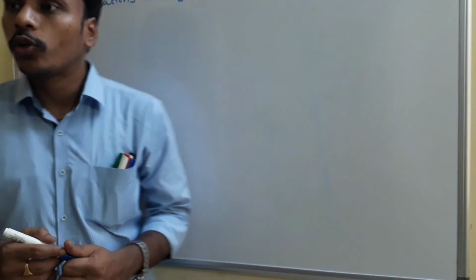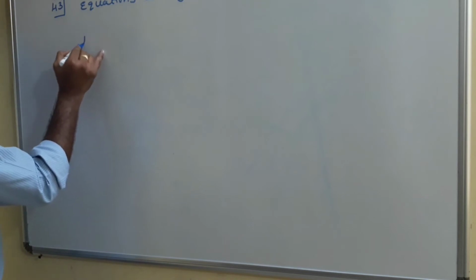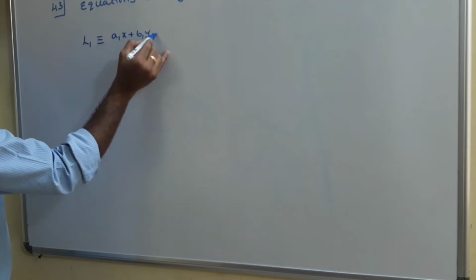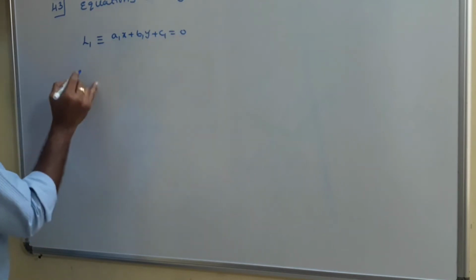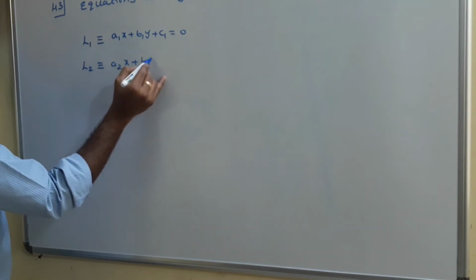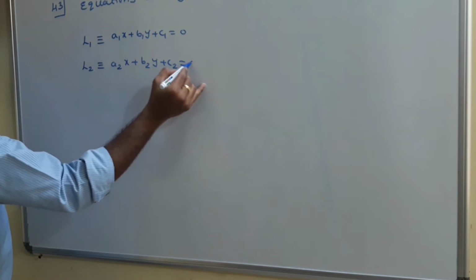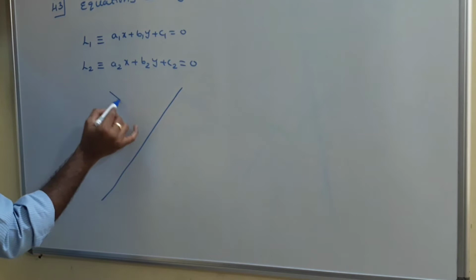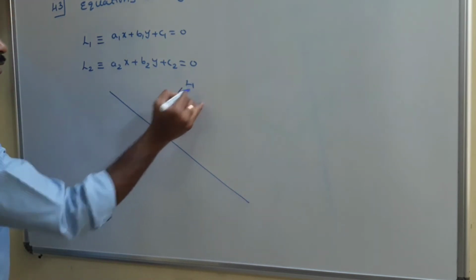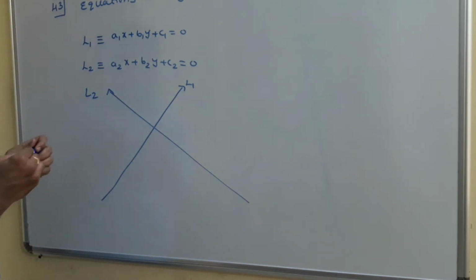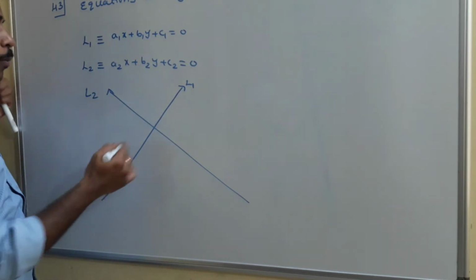Initially we will have two lines, and those two lines will have two different angular bisectors. Suppose take a line L1 as a1x + b1y + c1 = 0, and another line L2 as a2x + b2y + c2 = 0. This is L1, and this is L2. L1 is one line and L2 is another line, and these two lines will automatically make four angles.